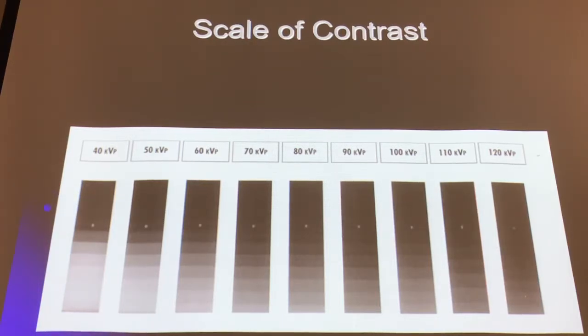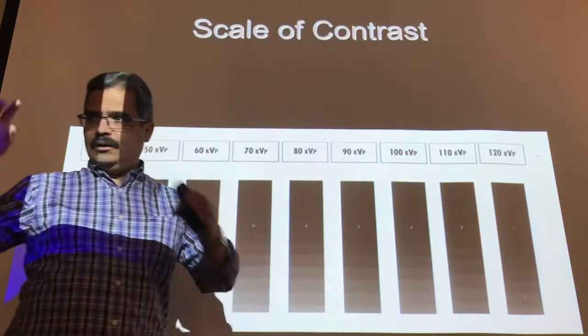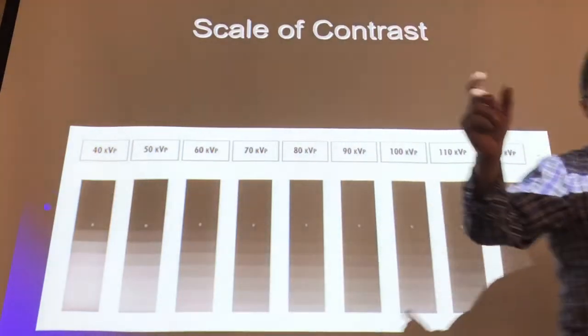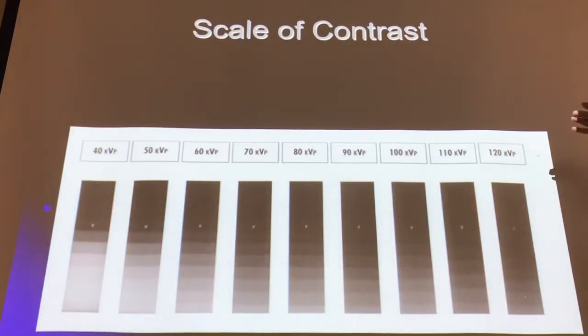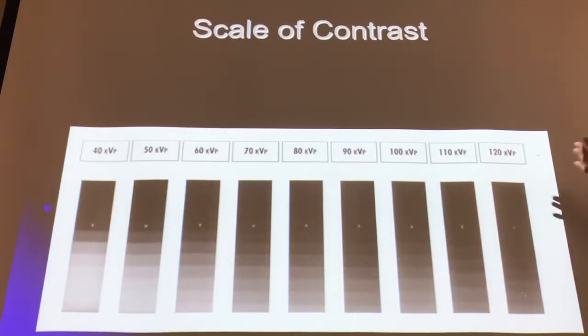I'm afraid to say it because I'm afraid I'm misunderstanding it. So if you increase the KVP, does that decrease the contrast? Or does it depend? It will decrease the contrast. Okay. But the other way to look at it, it will increase the range. It will increase your window width. Make sense? Okay. Yeah, I feel like that threw me off.